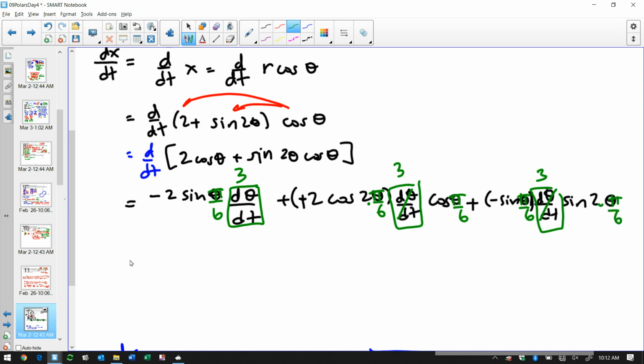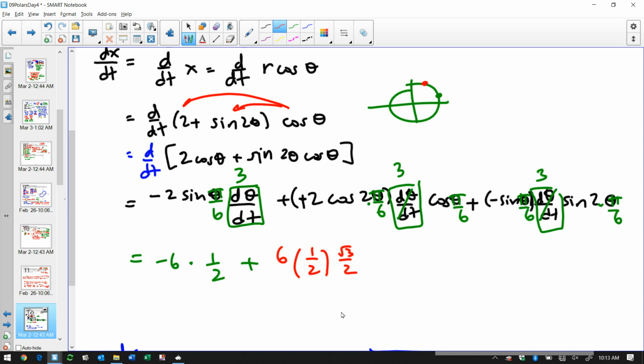Okay, so let me simplify as much as I can here. 3 times negative 2 is going to be negative 6. Sine of pi over 6, so let's think about where pi over 6 is over here. Sine of pi over 6 is going to be 1/2, right? Okay, I've got the first term. All right, the next term. 2 times 3 is going to be 6. Cosine of pi over 3, because this is 2 pi over 6. So cosine of pi over 3, isn't that 1/2? And then times cosine of pi over 6, isn't that square root of 3 over 2?